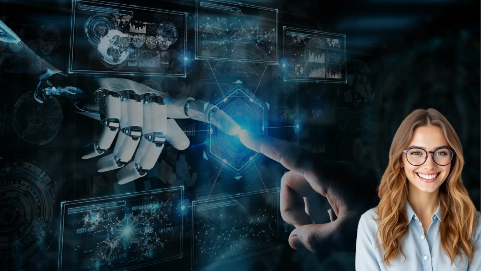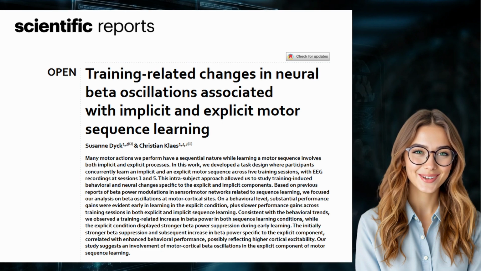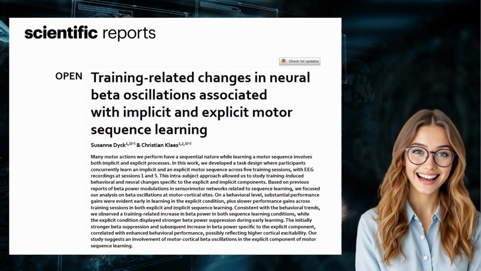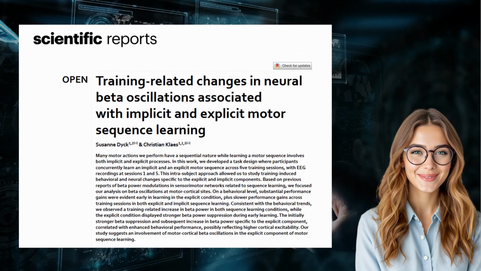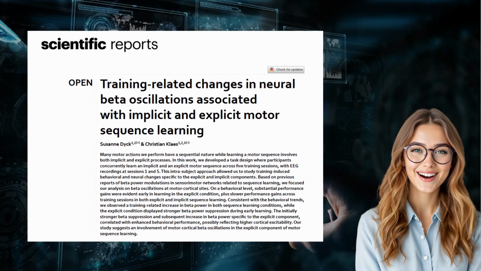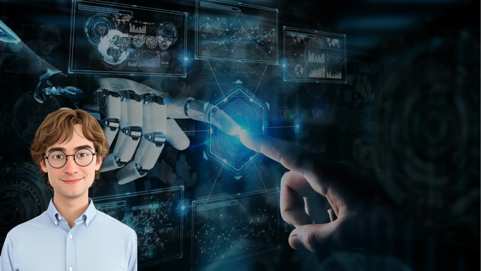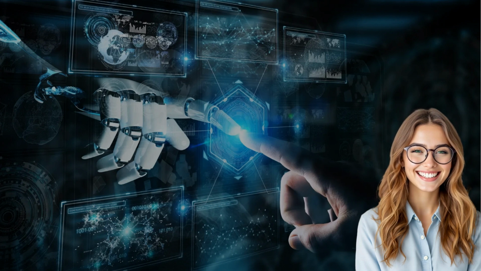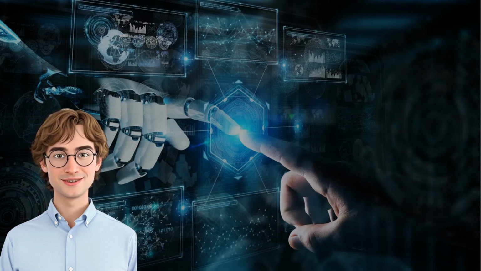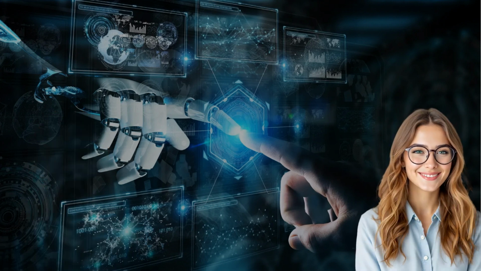It really is amazing. And today, we're looking at a study called Training-Related Changes in Neural Beta Oscillations associated with implicit and explicit motor sequence learning. Catchy title, huh? Well, we'll unpack it all. We're talking implicit versus explicit learning, those cool brain waves called beta oscillations. And we'll make sure to connect it back to how we can actually learn new things effectively. You got it, all about those practical takeaways. So let's jump right in, shall we?